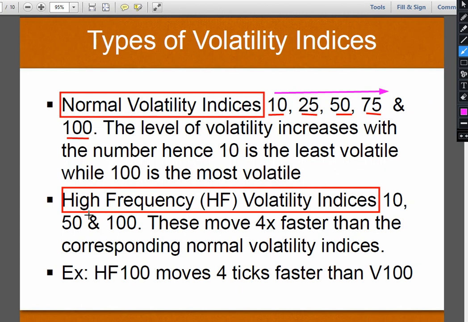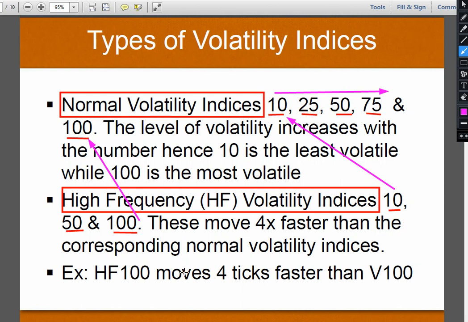Now over to high frequency volatility indices, which are only three. We have 10, 50, and 100. You can only compare these high frequency or HF volatility indices with their counterpart normal volatility indices, in which case you would check 10 against 10. So high frequency volatility 10 index is 4 times more volatile than the normal volatility 10 index. Similarly, if you look at high frequency 100 compared with the normal volatility index 100, it is considered 4 ticks faster, or more volatile, than the ordinary or normal volatility index.